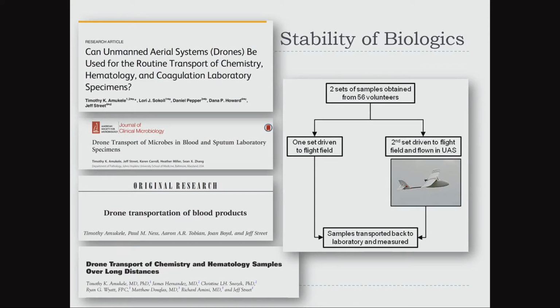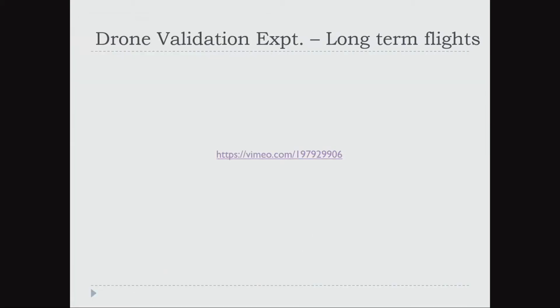So the first paper, we looked at chemistry, hematology, and coag specimens. The second one was micro. The third one was blood products, so FFP, platelets, and so forth. And then in the fourth experiment, we essentially repeated the first, but did long-distance flights. So in this one, we flew for 260 kilometers for 3 hours. In the others, we only flew for, I think it was 30 or so kilometers. So I'm going to show you a video of the tests for the long-distance flights.